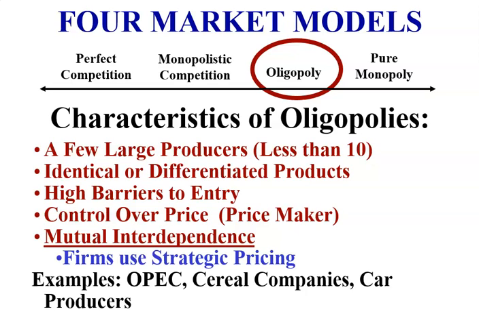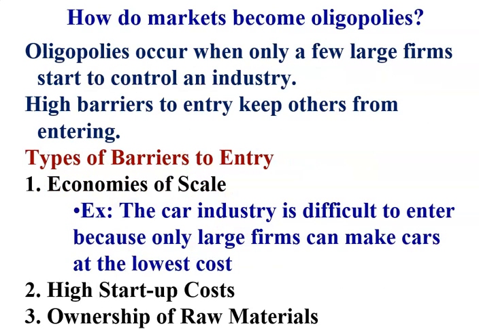So firms use strategic planning. The types of barriers for this market structure include economies of scale. They have high startup costs and ownership of raw materials.